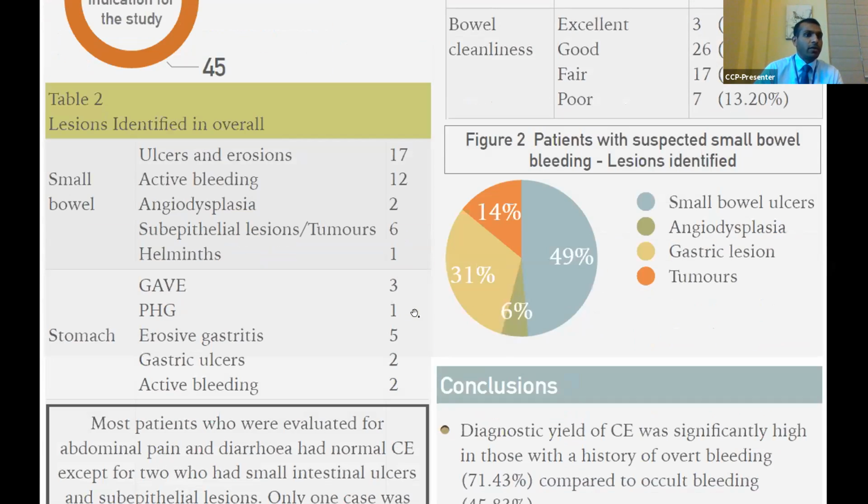Among the overall lesions identified, ulcers and erosions were the most common, seen in 17 patients, followed by angiodysplasia and subepithelial lesions. Active bleeding was evident in 12 patients.